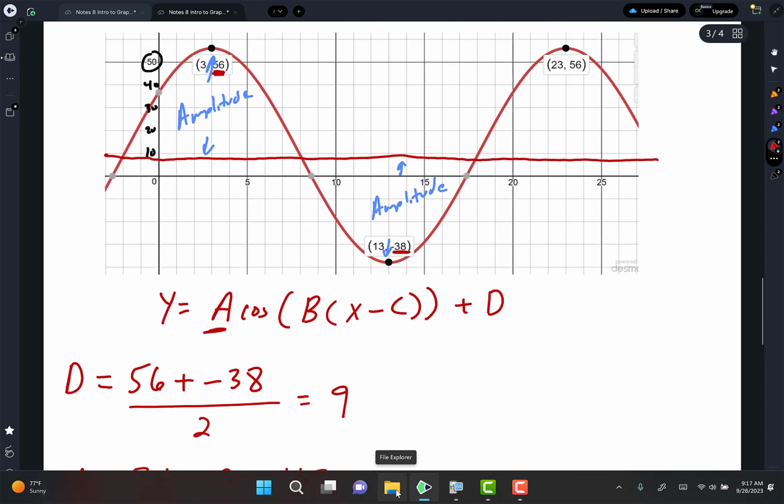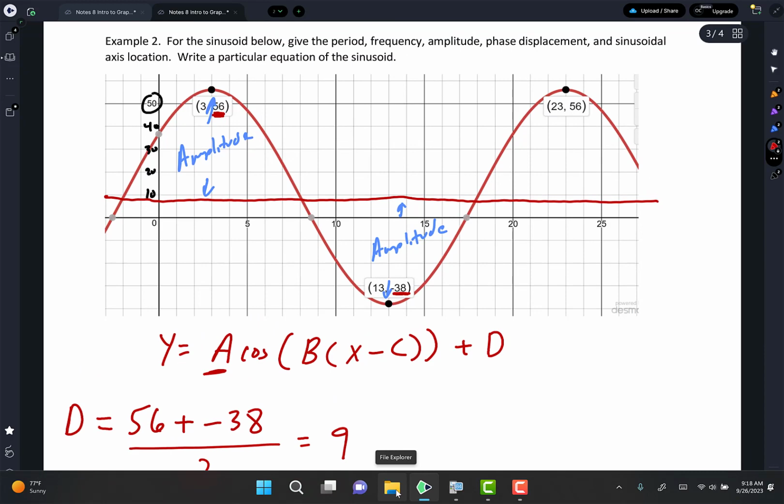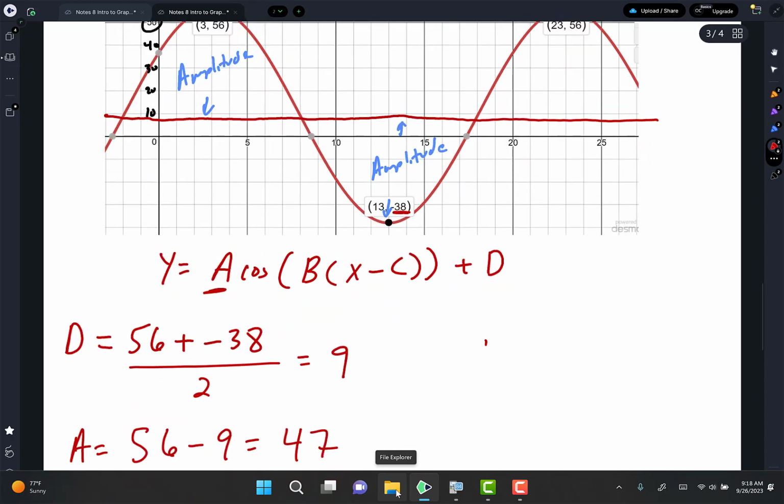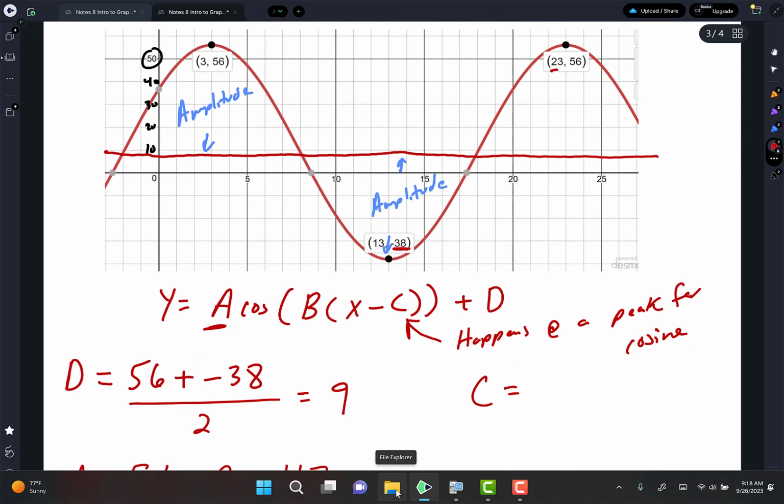So now I need to get my phase shift. If I'm using cosine, I think the C is the easiest to get now. If I'm using cosine, remember, this happens at a peak. So where's my first peak at? You can use 23 if you wanted to, but you usually want to use your first peak. At what x value? At 3. So 3 degrees to the right.